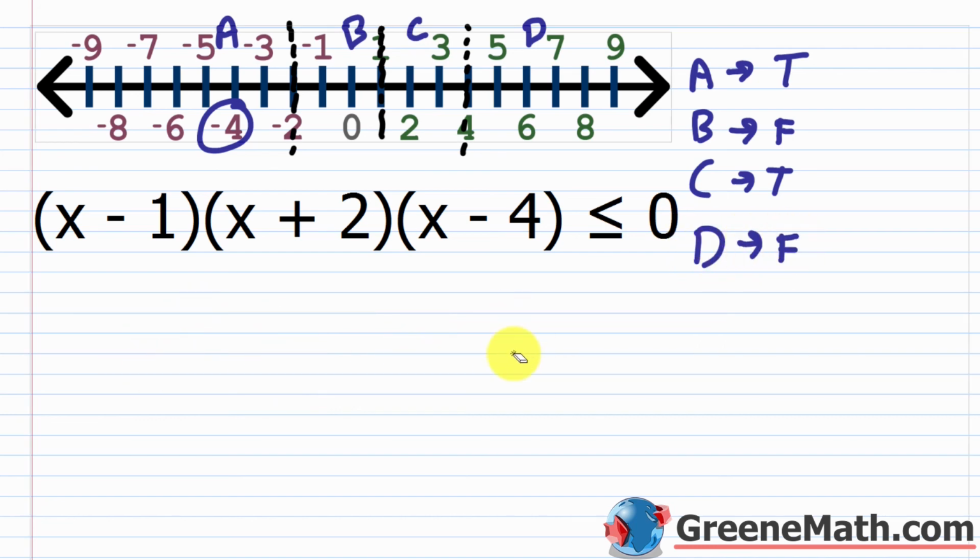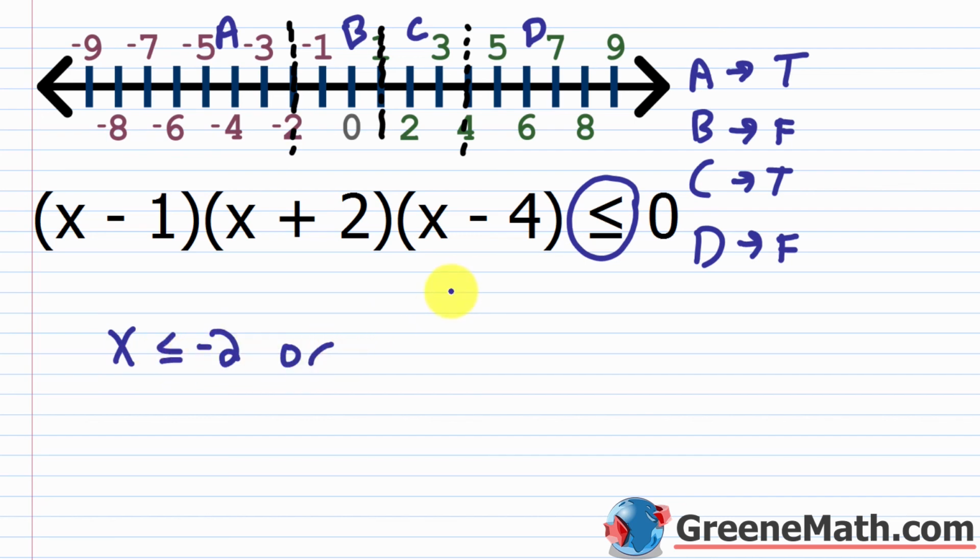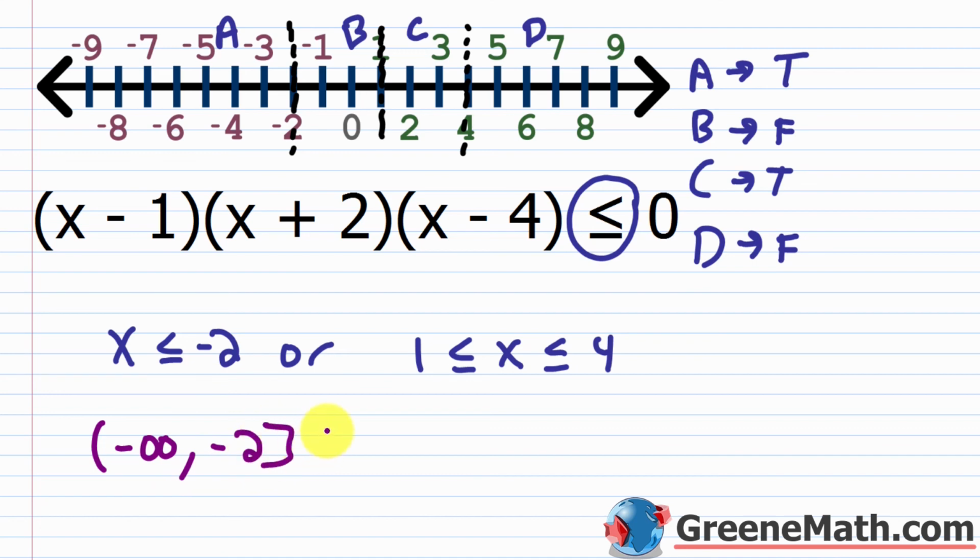Okay? So our solution here, again, because we have a non-strict inequality, the endpoints will be included. Anything in interval A, so anything to the left of negative 2, and also including negative 2. So x can be less than or equal to negative 2. Then or anything in interval C, so anything between 1 and 4 with 1 and 4 included. So x can be greater than or equal to 1 and less than or equal to 4. Okay, so those two regions on the number line. So in interval notation, I can say from negative infinity up to and including negative 2, union with anything from 1 to 4 with them both being included.